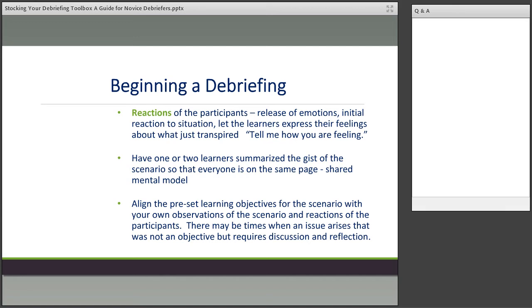First thing, and even any of those structures that I had on that slide a few slides back, they all begin with the reactions of the participants, whether it's called the diffusing, whether it's called the gathering, whether it's called reactions, whether it's called exploring. It's how the participants are feeling, letting them release their emotions, their initial reaction, letting them decompress a bit.